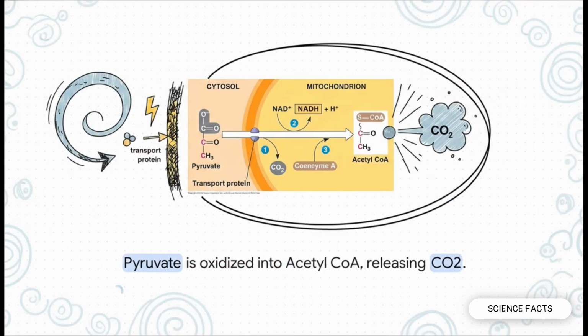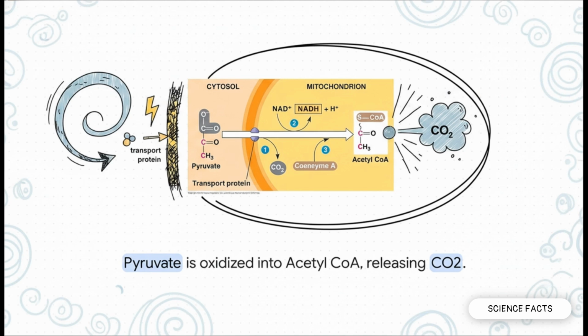As we transport our prepped pyruvate from the cytosol into the mitochondria, watch this transition. A transport protein actively pulls it inside, and right as it enters the stove, boom, it's oxidized. It binds to coenzyme A to form acetyl-CoA.